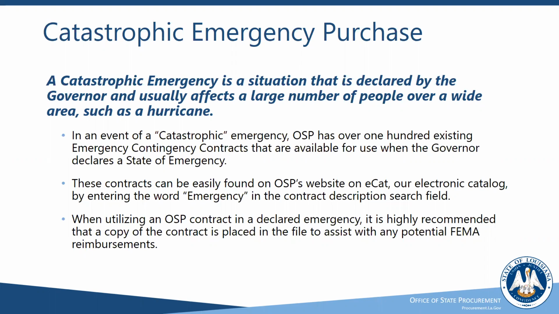When utilizing an OSP contract in a declared emergency, it is highly recommended that a copy of that contract be placed with the file to assist with any potential FEMA reimbursements. This becomes a situation because a lot of times there's a lead time of almost a year before FEMA is asking you questions. So it's really good to have all that already printed off for yourself. We can get copies of it, but it does become kind of time-consuming if it's something that's expired and has been reawarded to someone else and no one remembers the number and you're trying to tell us, oh, it was this contract for shelters, whatever. Like it's better to just have it printed off at the beginning.